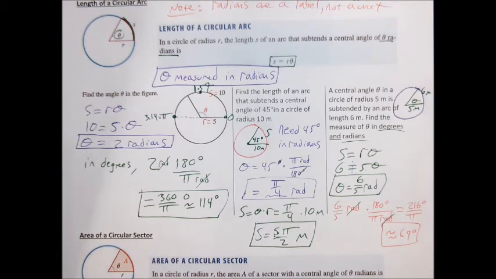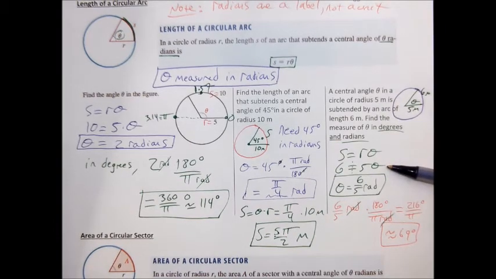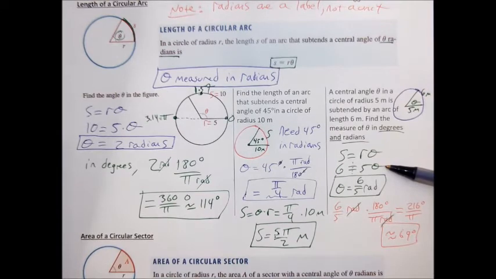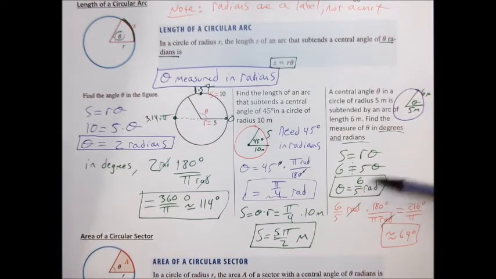How did you think about it? I figured out what times 5 equals 6, which I got 1.2. And then I did 1.2 over 1 times 180 over pi, getting 216 over pi. Yeah, so when you thought about what times 5 equals 6, you just solved this equation in another way other than dividing by 5, which is just as good.